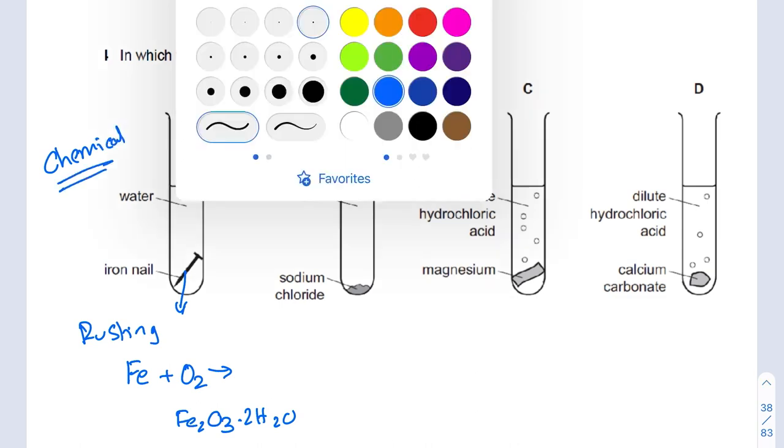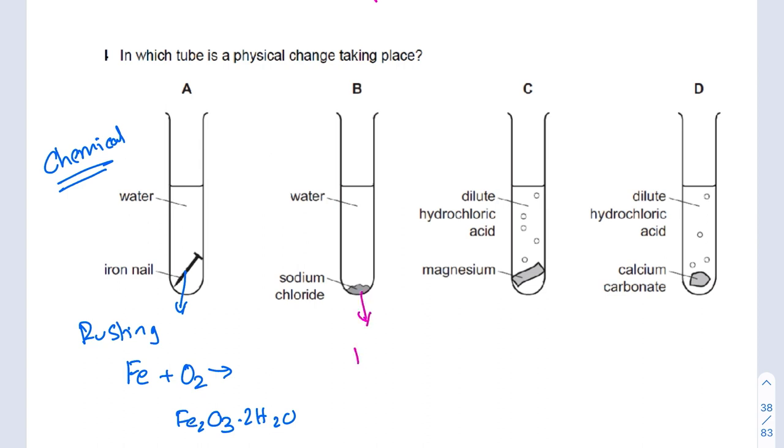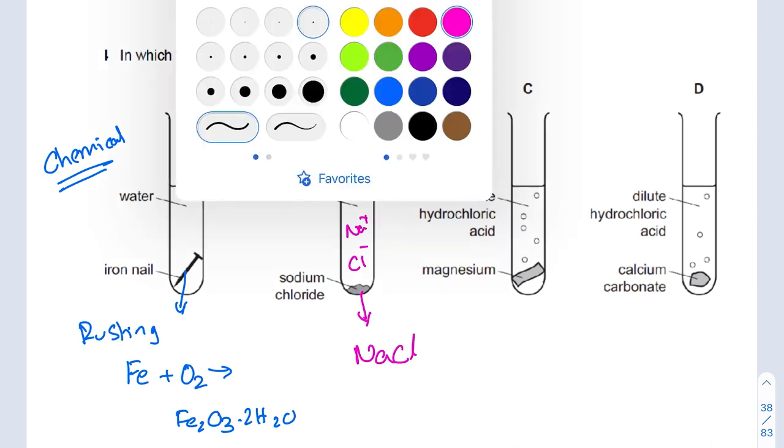Now coming to this sodium chloride, we can see that yes, sodium chloride NaCl just gets dissolved and forms Na plus ions and Cl minus ions. So there is no more reaction forming. No reaction is taking place. So therefore, B is going to be a physical change. Why not C and D? Let us see that one.